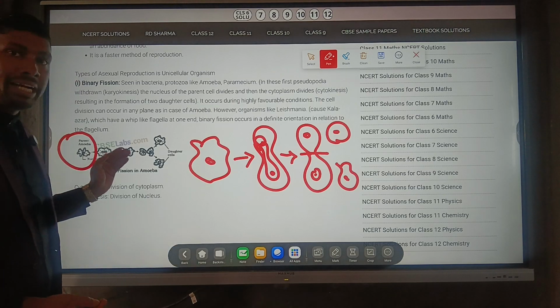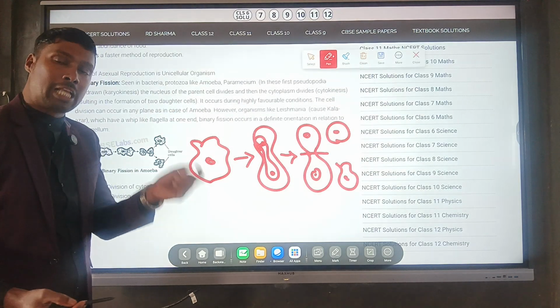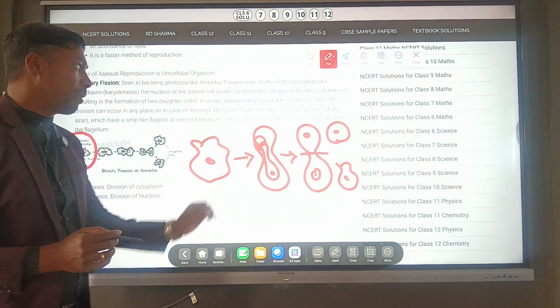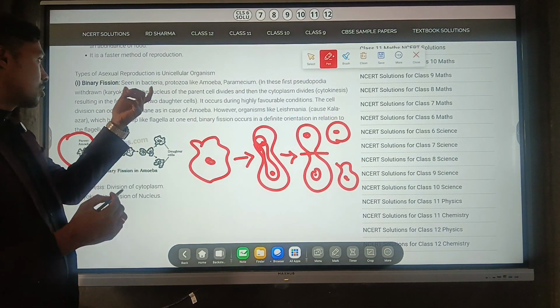The best example of binary fission is the amoeba. You can say amoeba is the best example of binary fission. So listen carefully.